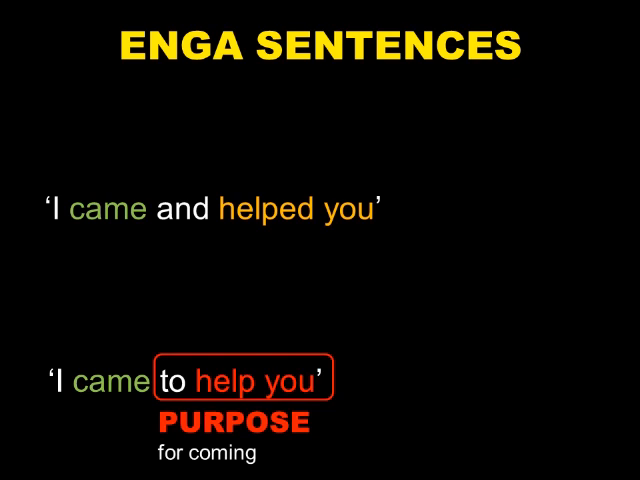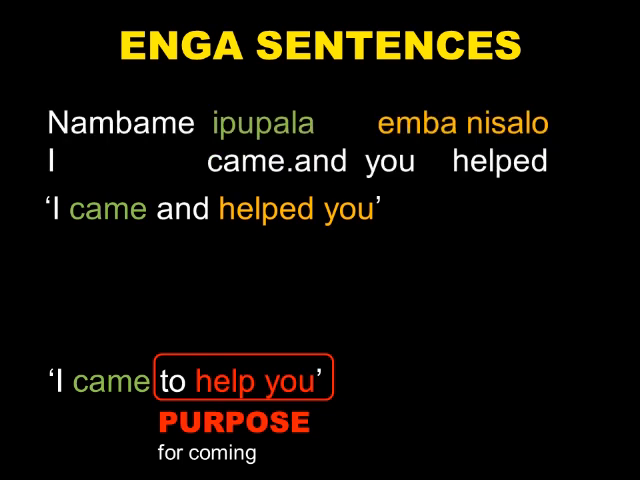In the first case in Enga, we say, Namba me ipupala emba nisalo, which we would gloss as, I came and helped you. The order of the clauses here is the same as in English, with the clause about coming before the clause about helping.